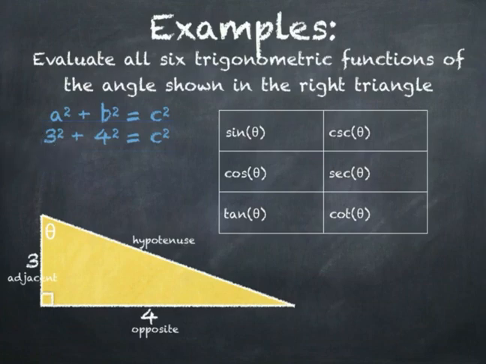3 squared is 9, and 4 squared is 16. And so we've got 9 plus 16, which is 25. That's what c squared must be. If we take the square root of both sides, we know that c is 5.